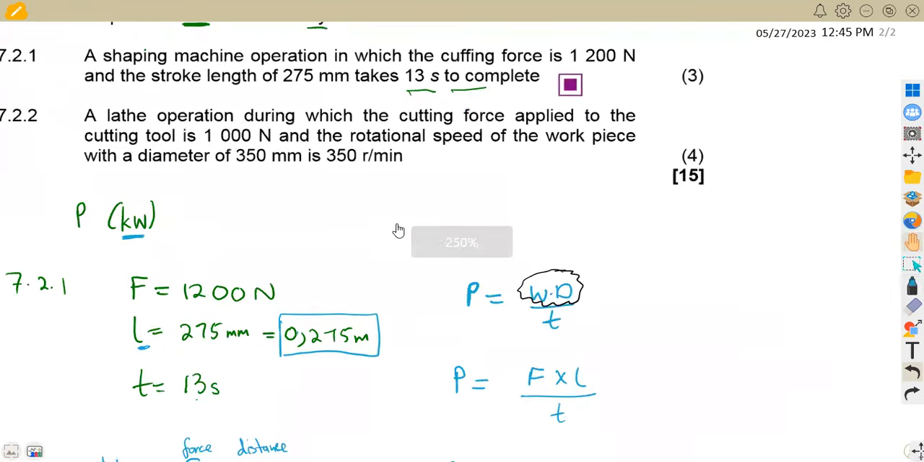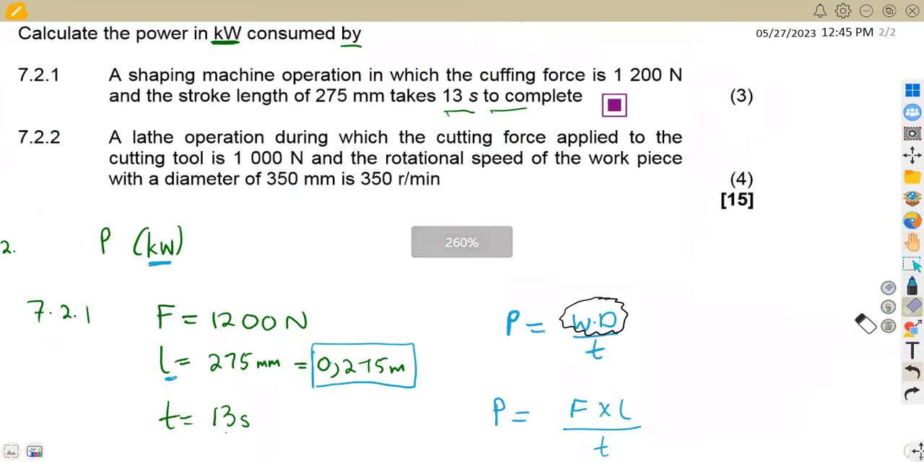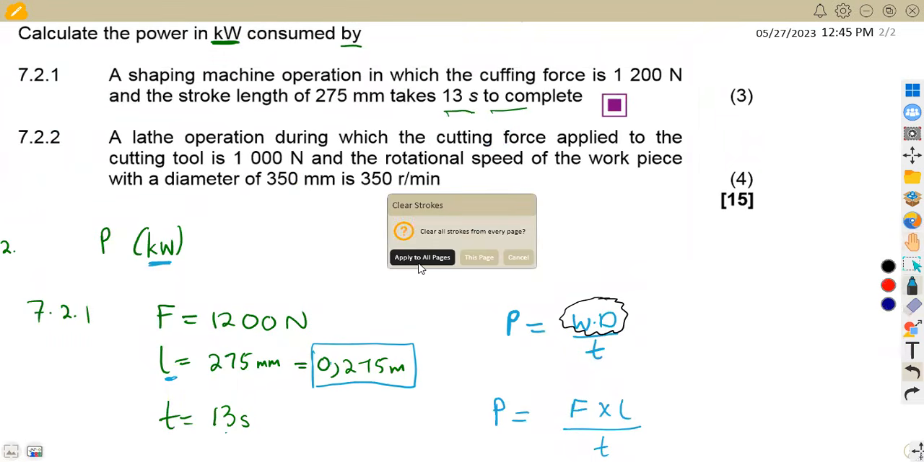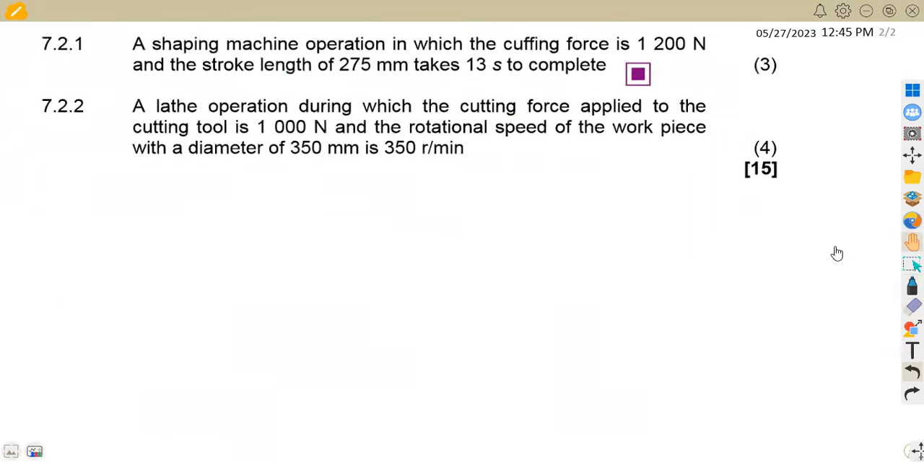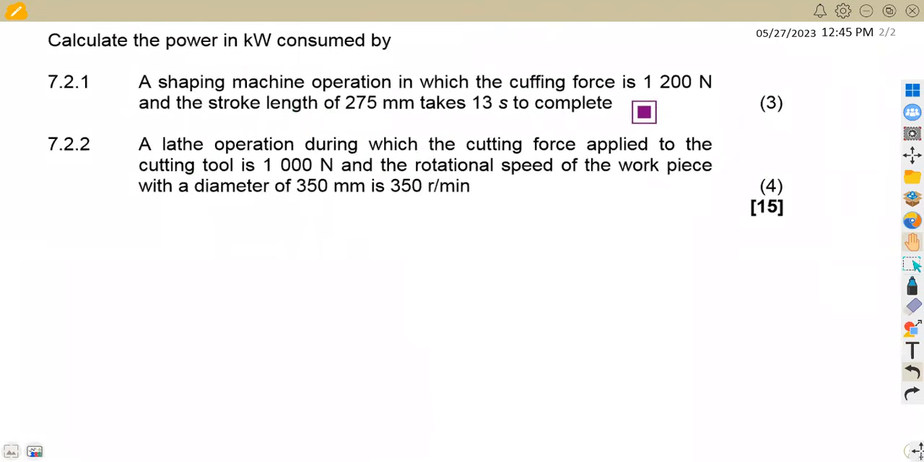All right, so that is how we could have calculated the power from this information. If you take note, it is the same thing on 7.1.2. You can just remove this information. This is another question, actually. This time we are asked to calculate the same power in kilowatts, but this time we are given that this is a lathe operation during which the cutting force applied to the cutting tool is 1,000 newtons.